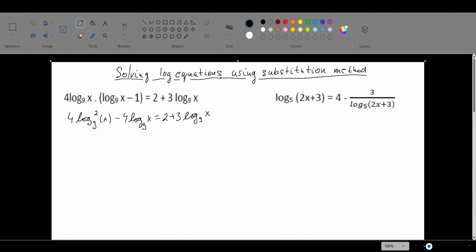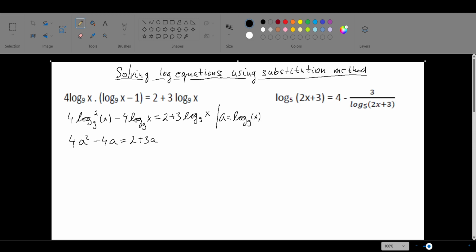the substitution method, which in this case, let me take a letter a, that will substitute for us the expression log base 9 of x. So then, after using this substitution, our equation will be, as you will see in a minute, a typical quadratic equation, which is easy to solve. It's much easier to solve a quadratic equation than to solve directly the equation which was given at the very beginning.